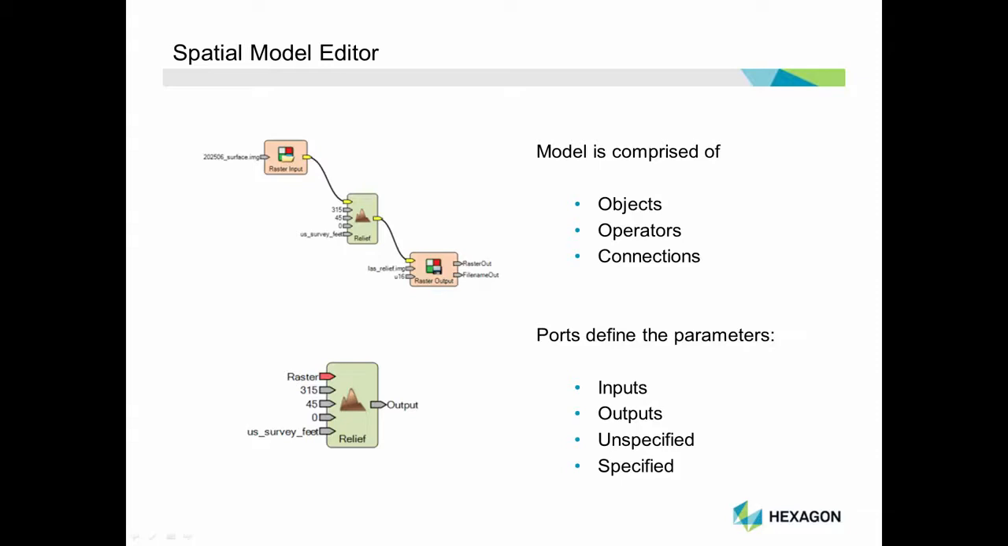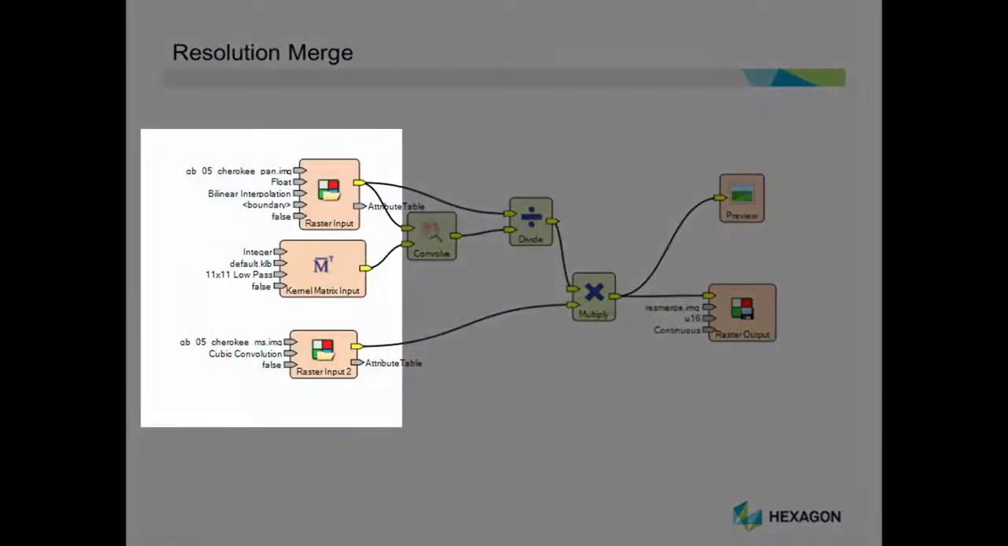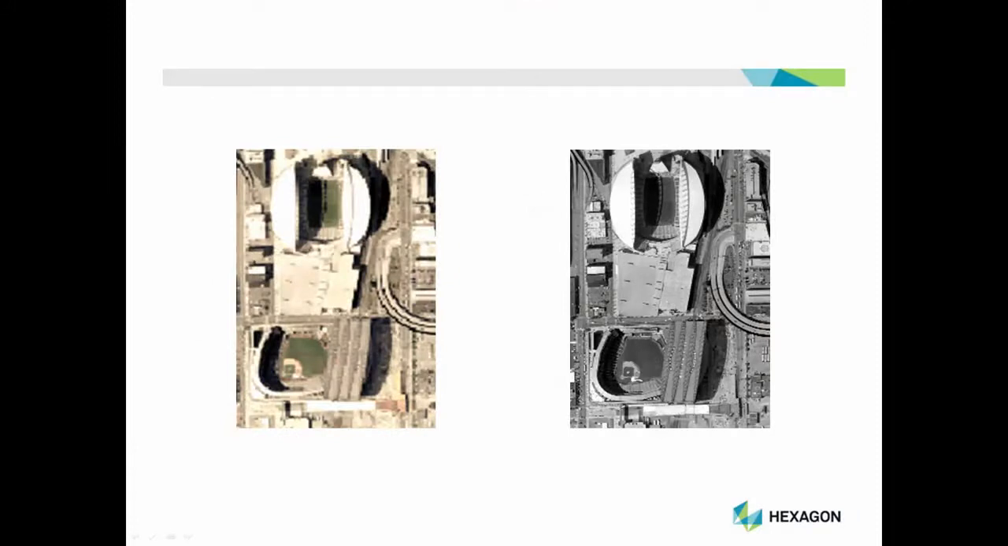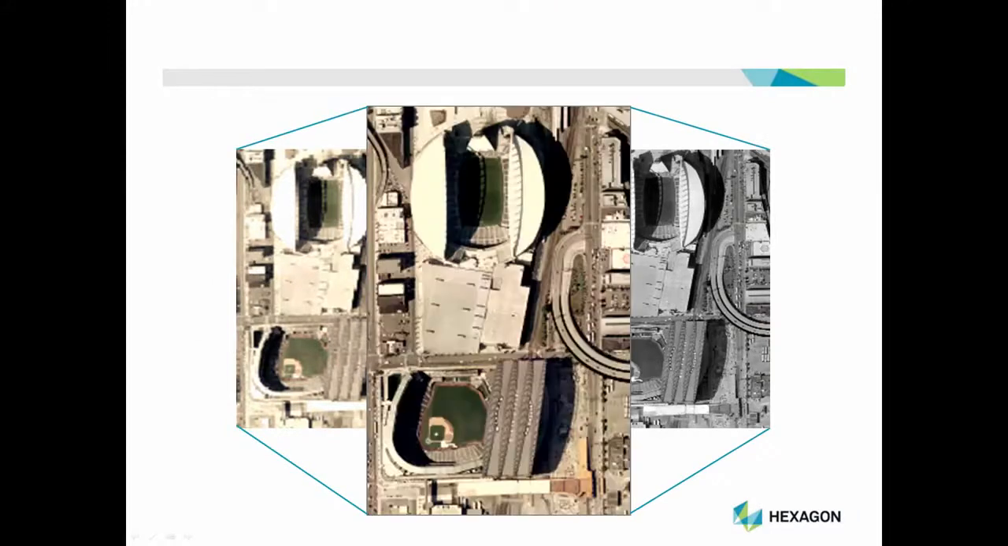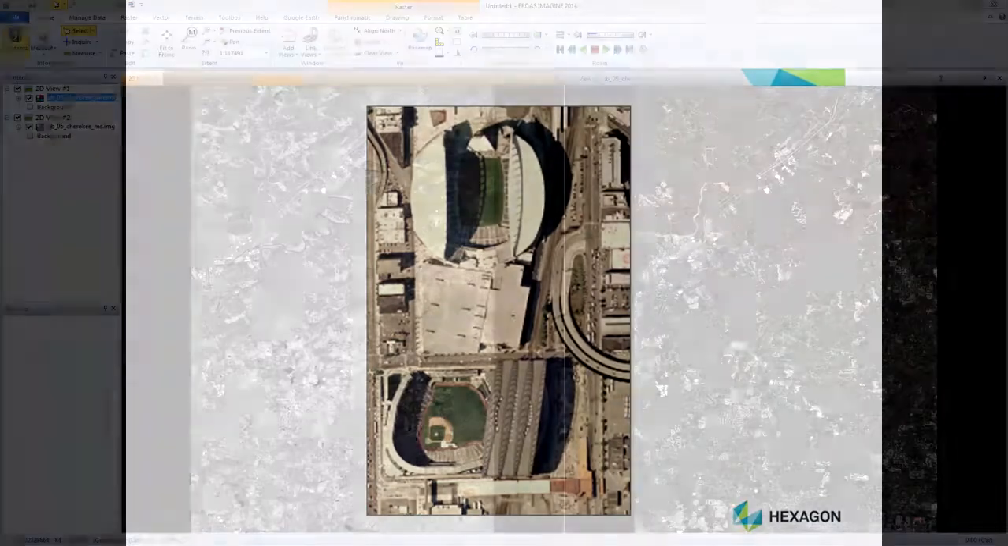Red ports let us know that there are arguments that are not yet defined and either need a connection or a value associated to it. If the port is gray, it's either defined with a suitable value or the port is used to define an optional value. The model we'll create today will use two input raster objects along with a matrix. We'll run a convolution operator to create a custom pan-sharpened image. Before running the model, we'll preview the results by adding a preview object to the model. Finally, we'll run the model and generate an output image.